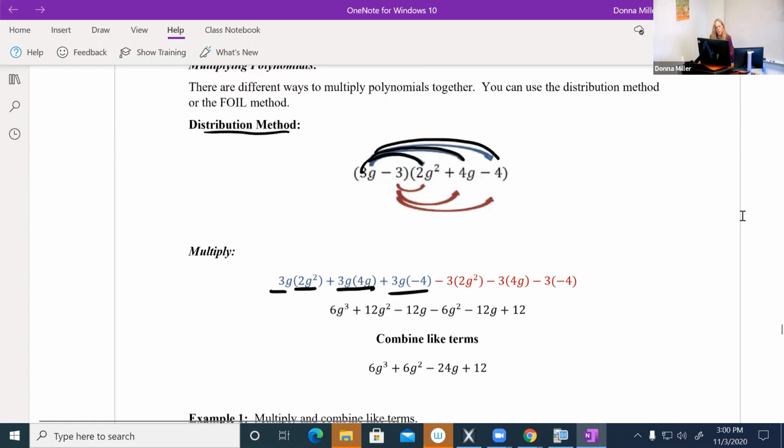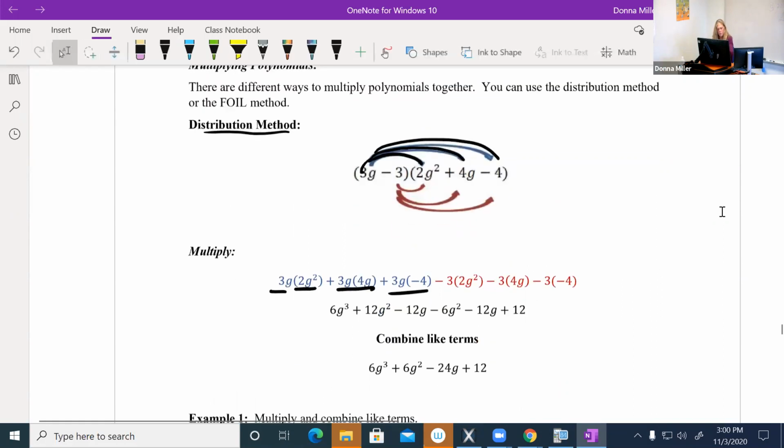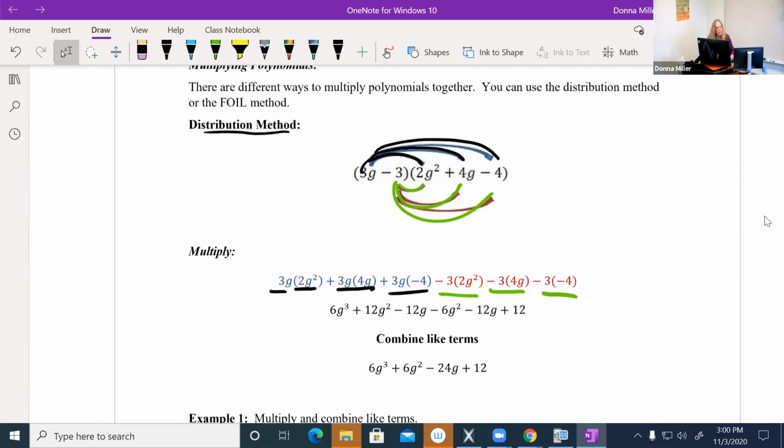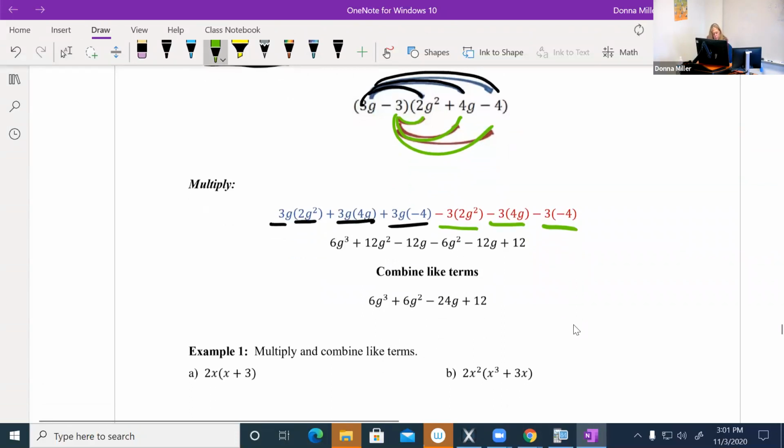And then she takes the second term, negative 3, and she multiplies it first by negative 2g squared, then negative 3 times 4g, then negative 3 times negative 4. So we multiply every term by every term. And then we collect like terms. So she multiplied this through. 3 times 2 is 6. G times g squared is g cubed. We have plus 12g minus 12g squared because there's 2 g's, minus 12g. Then we have a minus 6g squared minus 12g and plus 12. All right, so she's multiplied them all together, and then we collect like terms.